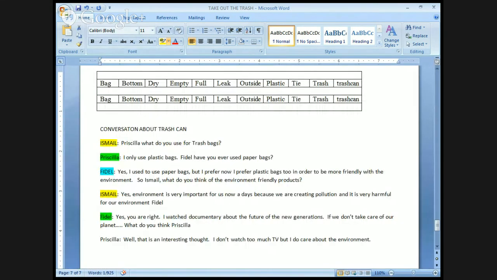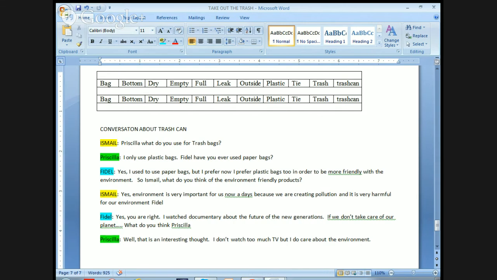Priscilla, what do you use for trash bags? I only use plastic bags. Fidel, have you ever used paper bags? Yes, I used to use paper bags, but I prefer plastic bags too in order to be more friendly with the environment. So, Ismail, what do you think of the environment-friendly products? Yes, environment is very important for us nowadays because we are creating pollution and it is very harmful for our environment, Fidel. Yes, you are right. I watched a documentary about the future of the new generations if we don't take care of our planet. What do you think, Priscilla? Well, that is an interesting thought. I don't watch too much TV, but I do care about the environment.